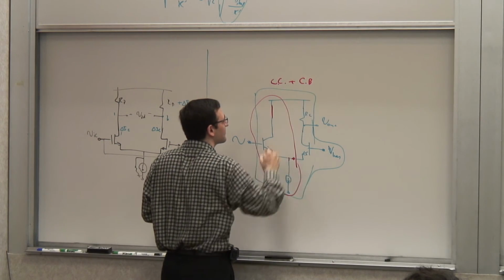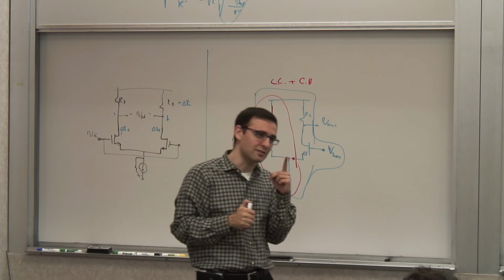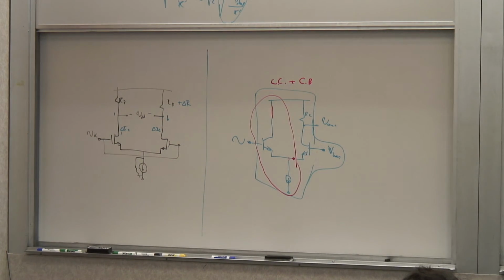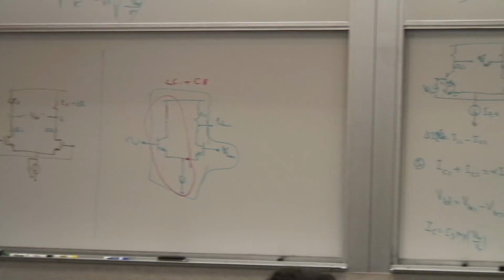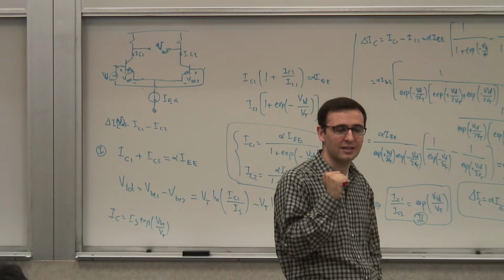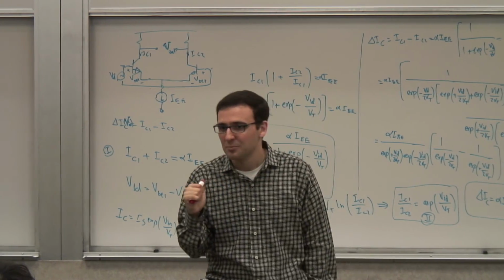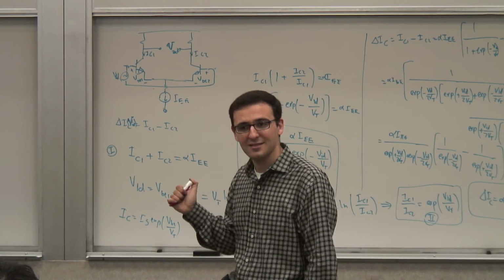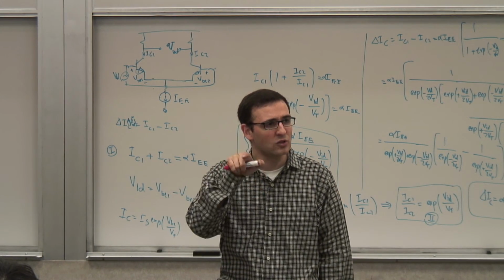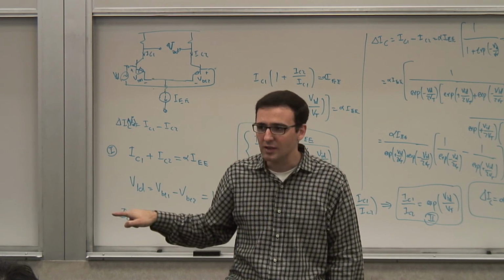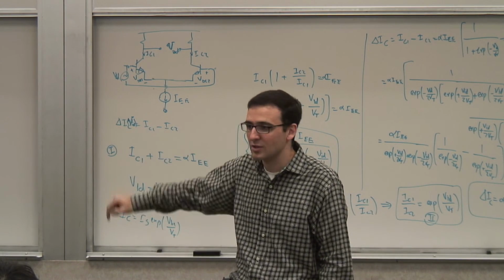So it's a common collector plus a common base. Now, remember, a common collector has a high input impedance and a low output impedance. Right? It's a buffer. Now, a common base has a low input impedance. So to get a reasonable voltage gain, you have to drive it with a low output impedance source, which the common collector is. So the common collector drives the common base, and it can drive it because it has a low output impedance. And the common base is what gives you a gain of GmRC.